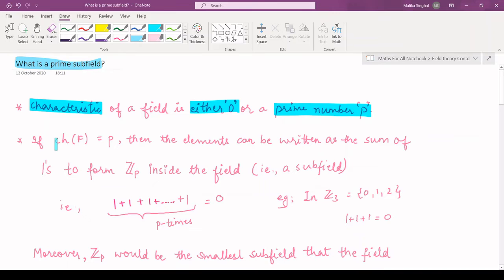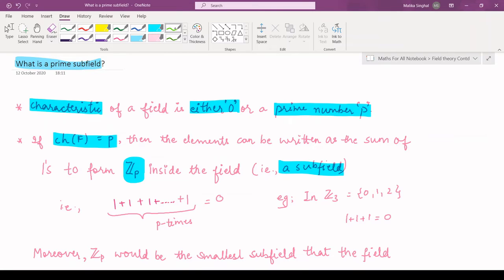So if the characteristic is equal to p, where p is some prime number, then all the elements can be written as the sum of ones to form Zp inside the field. That is, it forms a subfield. What does this mean? This means that it forms a subfield which is similar to, or isomorphic to, this field Zp, the field of addition and multiplication modulo p. And in that case we have the characteristic p.